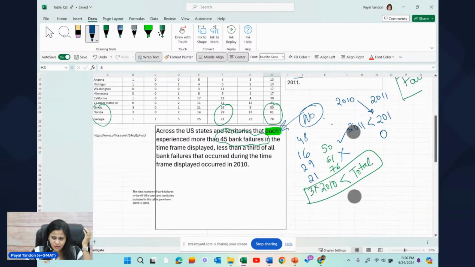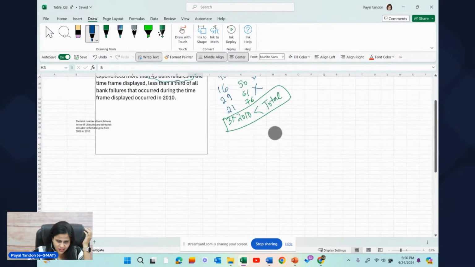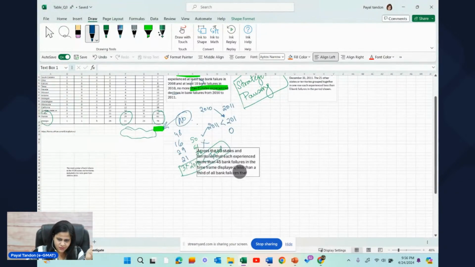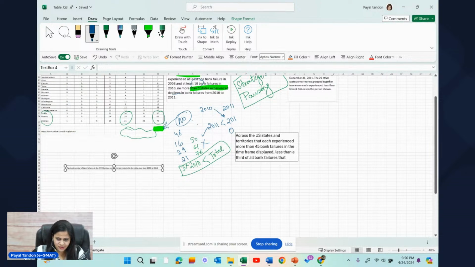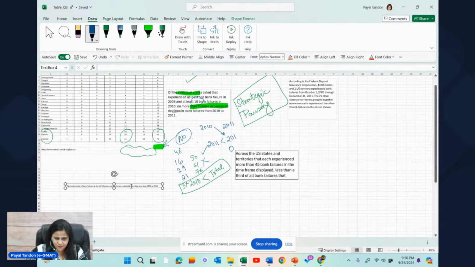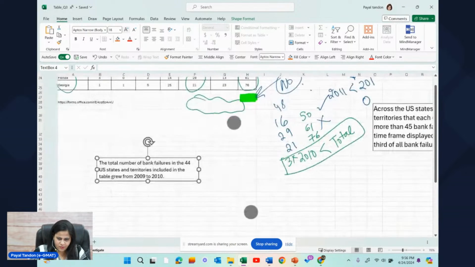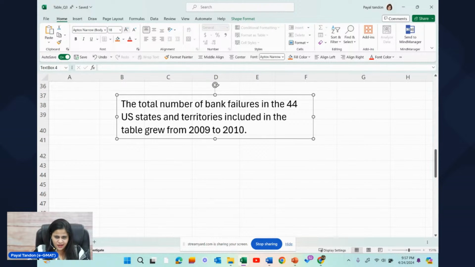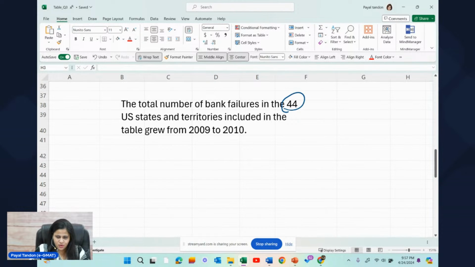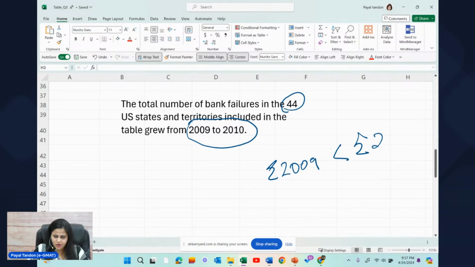Okay, so let's now look at our last statement here. Where is my last statement? Here it goes. I'm going to move this here. Now, this is a statement which is very interesting. Okay, I'm going to look at this. The total number of bank failures in the 44 US states and territories included in the table grew from 2009 to 2010. So the total number of bank failures grew from 2009 to 2010, which means that if you total 2009, okay, this was less than the total of 2010.